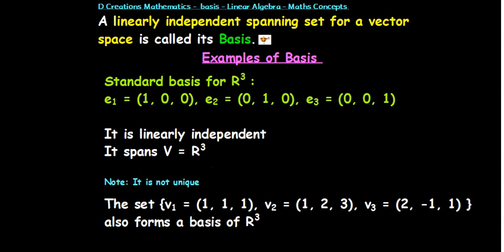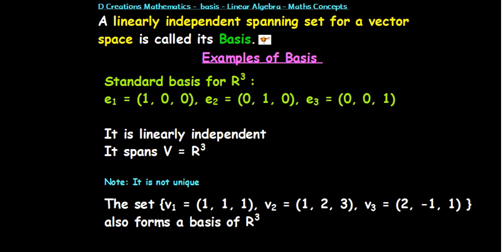In the earlier episode, we have already seen the concept of basis, what it means. So, as a recap, a linearly independent spanning set for a vector space is called its basis. So, what are the key terms? Linearly independent, span, and also there is a property that it is not unique.